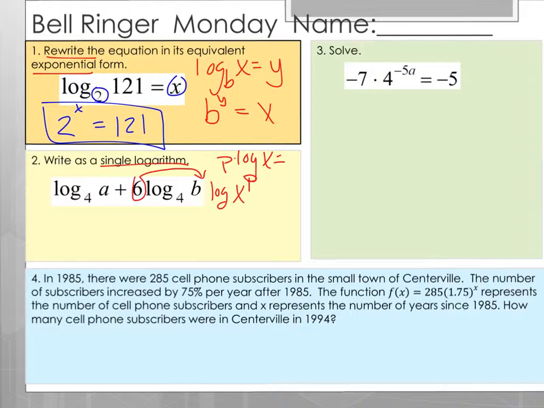And then also the other thing is we see that we have addition here. And we have a property that says if I have the addition of 2 logs, then I can rewrite it as 1 using multiplication. So rewriting, we have log base 4 of a times b to the 6th power.